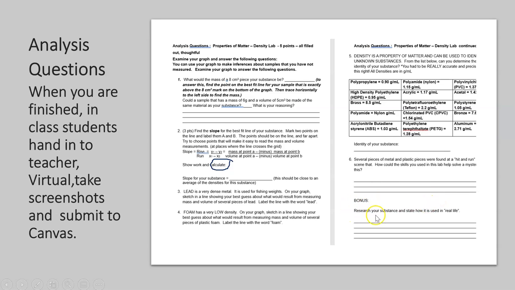And then for bonus, research your substance and state how it's used in real life. All of this has real applications. So tell us how it's used in real life.